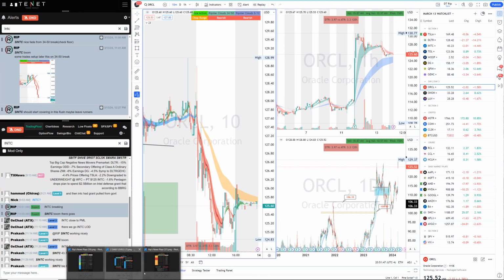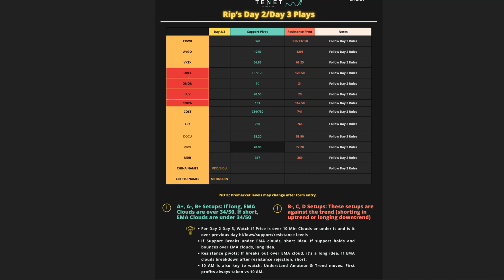So let's go back and look at the repeatable day 2 setup. Day 2 setup, Oracle, ORCL, and I have highlighted it. Support pivot was from yesterday. If you remember my yesterday's video, I explained this in detail, that it was a failed gap fill trade for us.